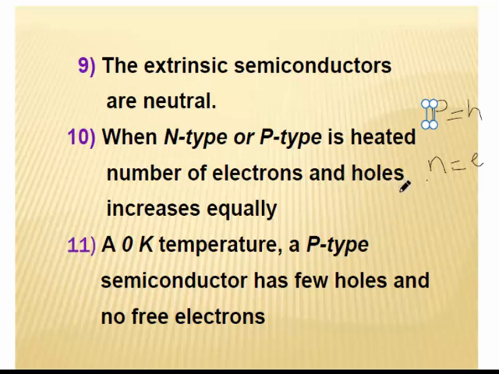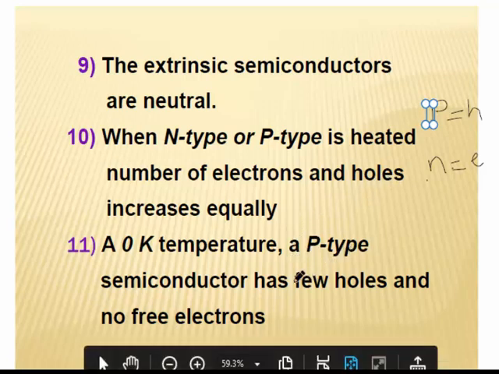Okay. Next point, at 0 Kelvin temperature, a P-type semiconductor has a few holes and no free electrons. At 0 Kelvin temperature, either you take a P-type or N-type.